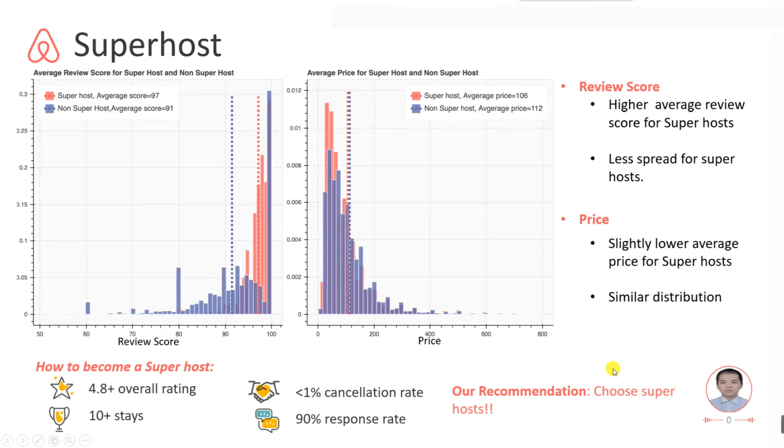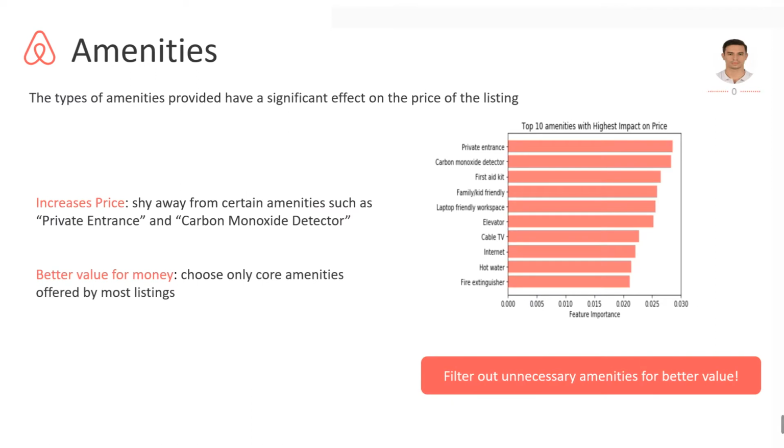I'll pass the voice to Chris to talk about amenities. Regarding amenities, we found by running random forest that some amenities have a higher impact on price than others. So our suggestion is to shy away from amenities that significantly increase the price, such as private entrance. Instead, users should filter out the amenities they don't need for a better value.